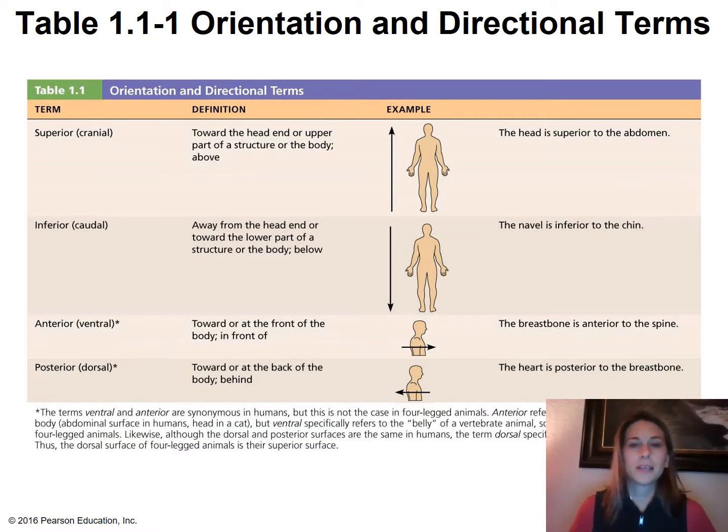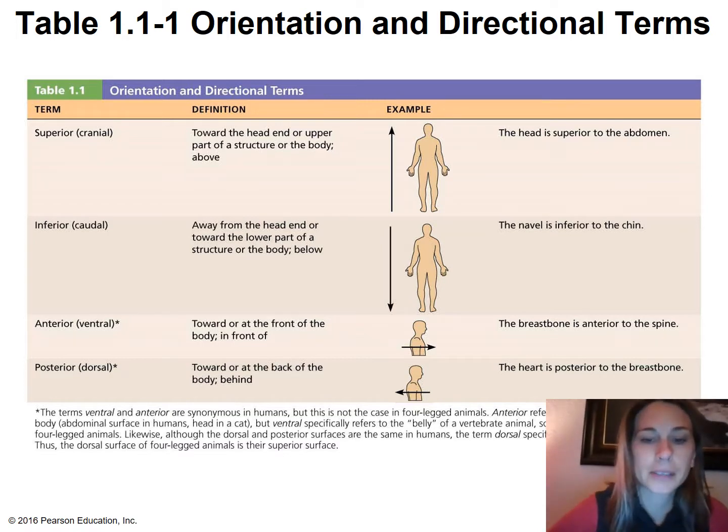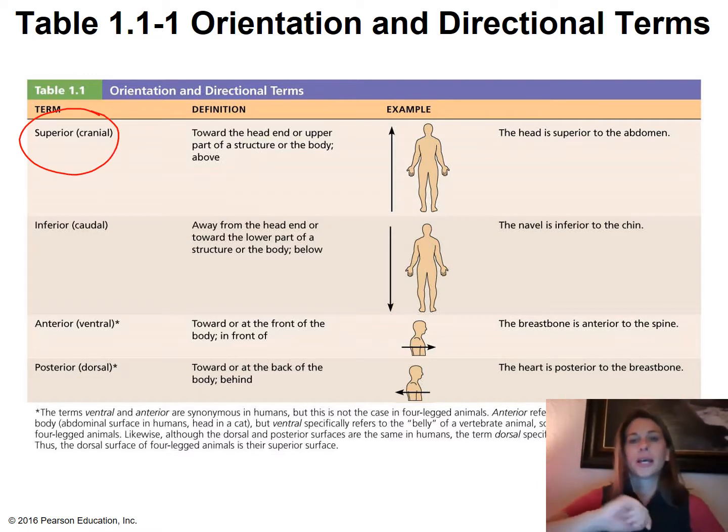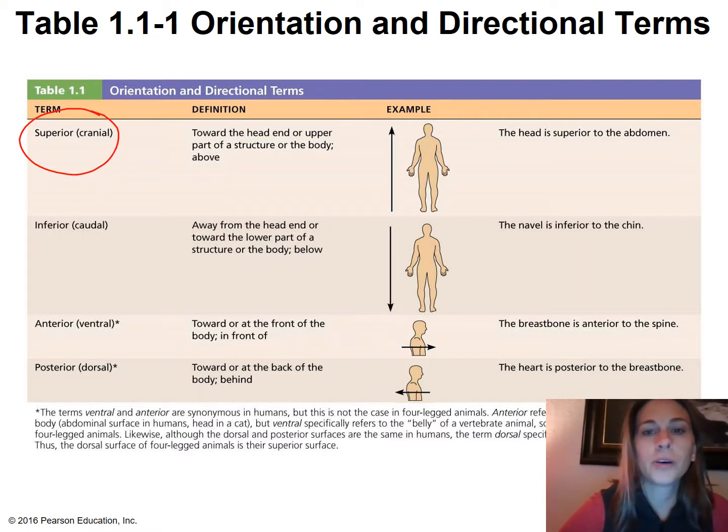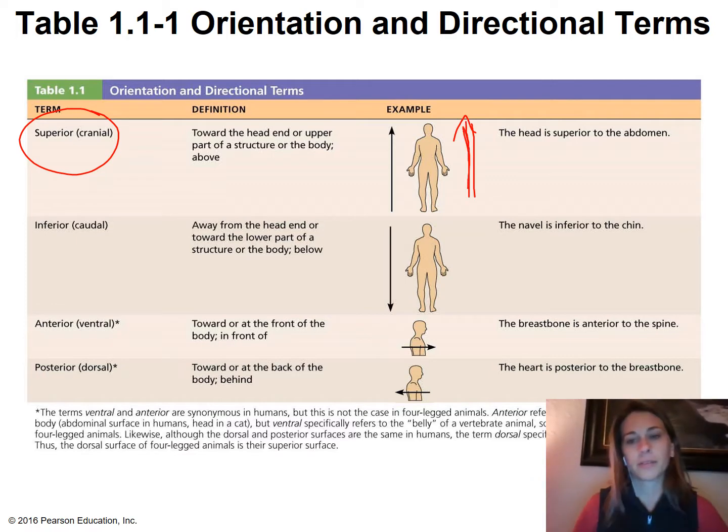So here's some of the images from a standard textbook, right? Let me see if I can get my pencil going. Right. Superior, yes. So that's the direction moving away. It's an arrow. It's moving away.